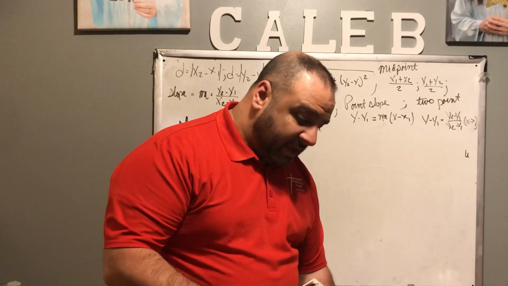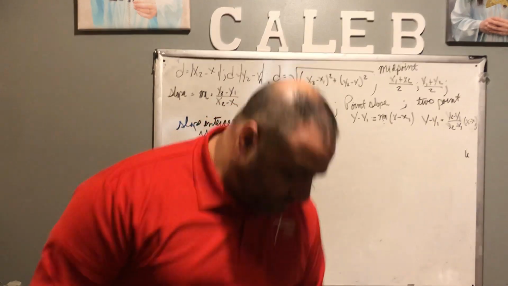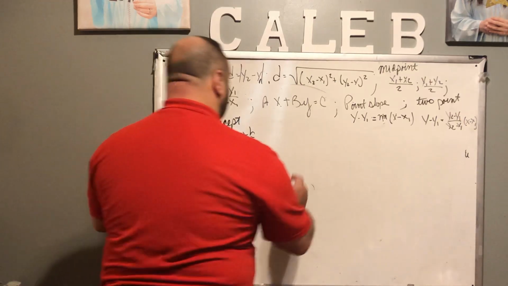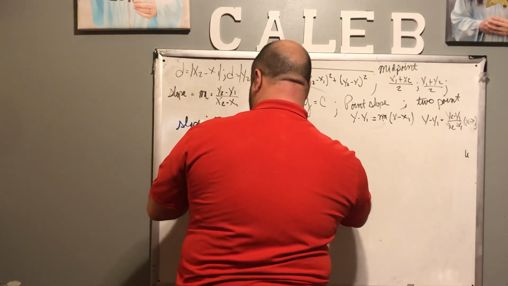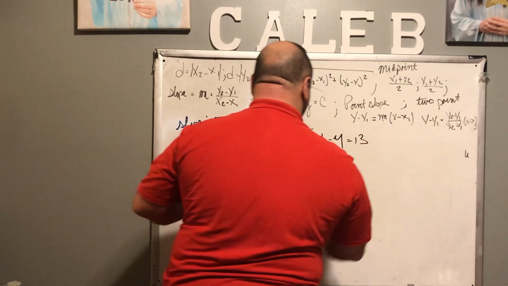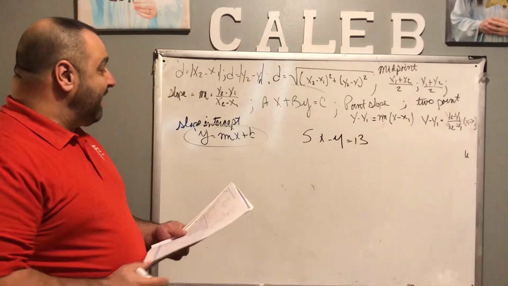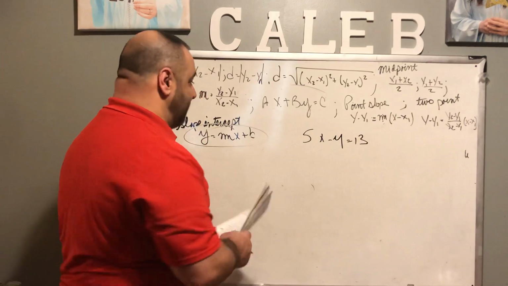Page 28. Again, we did this for homework. So let's look at number 2. We have 5x minus y equals 13. We want to put it in this form here, and then find out what the slope and the y-intercept is.